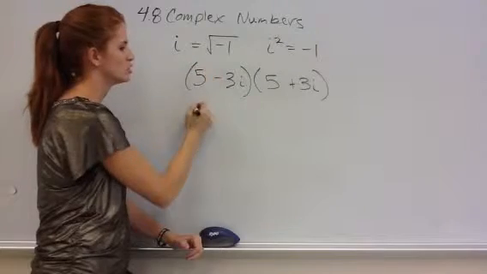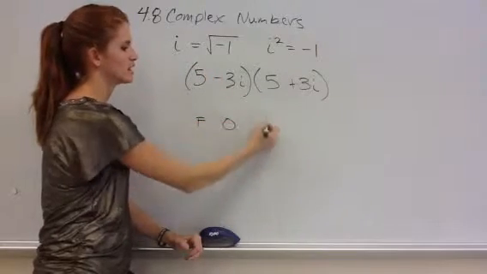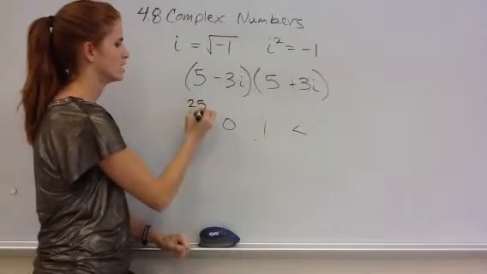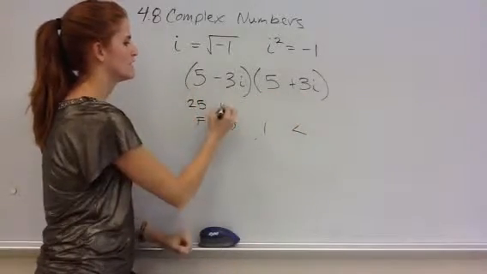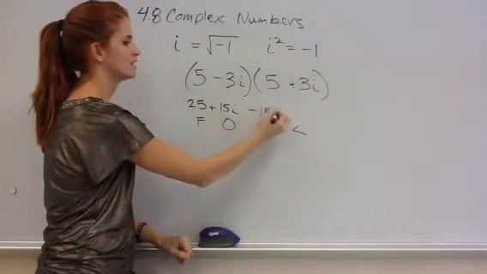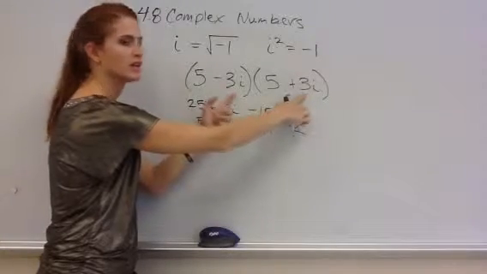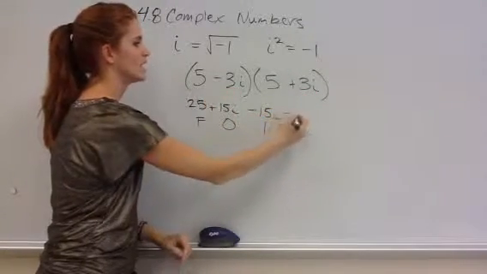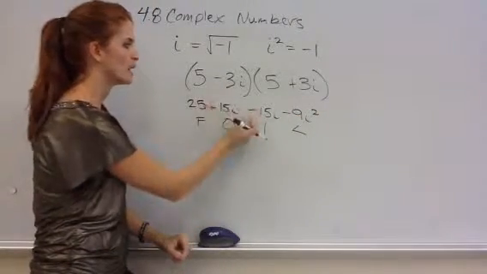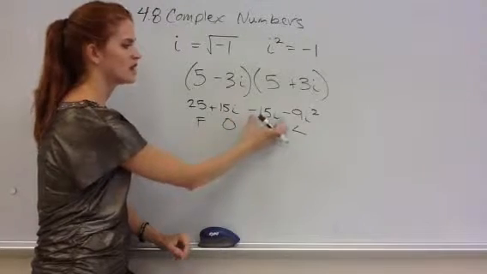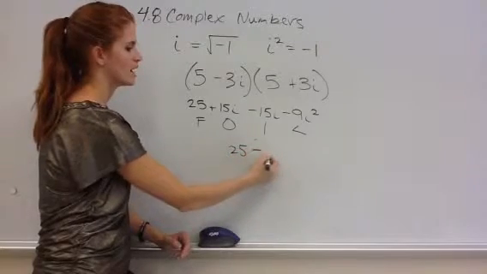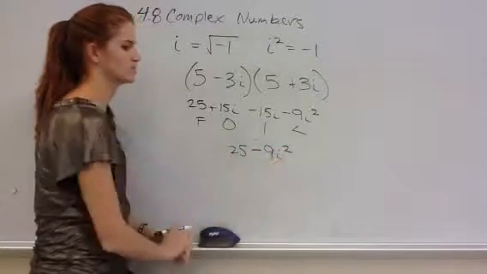So first I'm going to do my first, outside, inside, last. So I multiply these two and get 25. Then I multiply these two and get 15i. This is going to give me a negative 15i. And this, when I multiply them together, as if i's were x's, I would get a negative 9i squared. When you combine your like terms, your 15 and your negative 15 are going to be a 0. So you're left with 25 minus 9i squared.